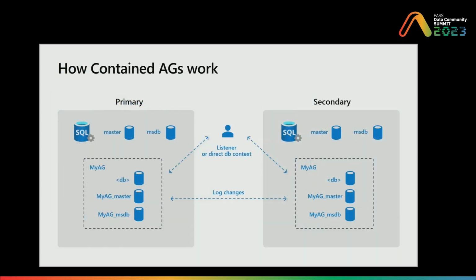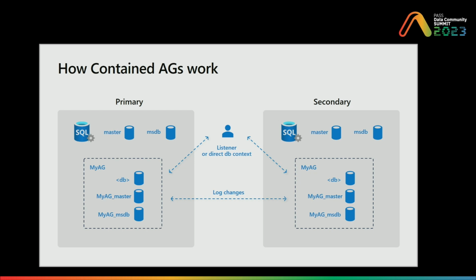Let's move on. So moving a little bit to the next area here, contained AGs. Contained AGs are Always On availability groups that include some managing metadata objects like users, logins, and SQL Agent jobs, and also some parts of the master system databases, MSDB and master. So if you see in the dotted square, I have my user database, but also these two system databases, and that enables us, when we fail over, to carry those.